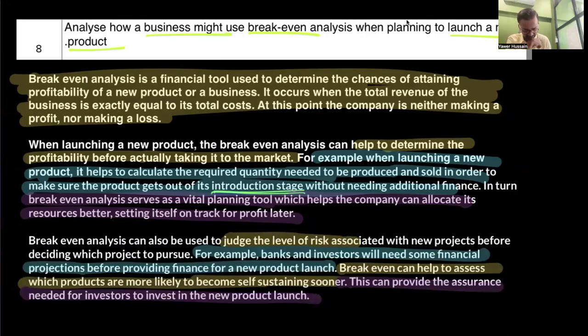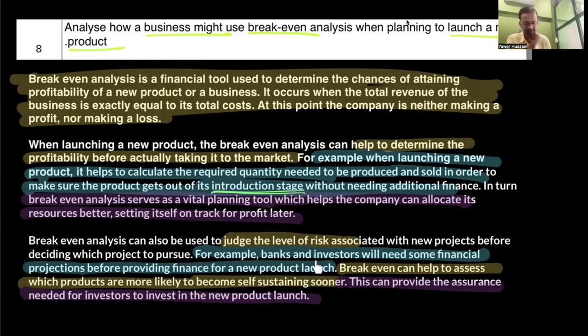I've written a second paragraph here. Break-even analysis can also be used to judge the level of risk associated with new projects before deciding which project to pursue. So if you have 3 or 4 different products, which one is going to be most profitable, you can do break-even for all of them and then decide which one will reach break-even first, which means that it will reach its profitability first.